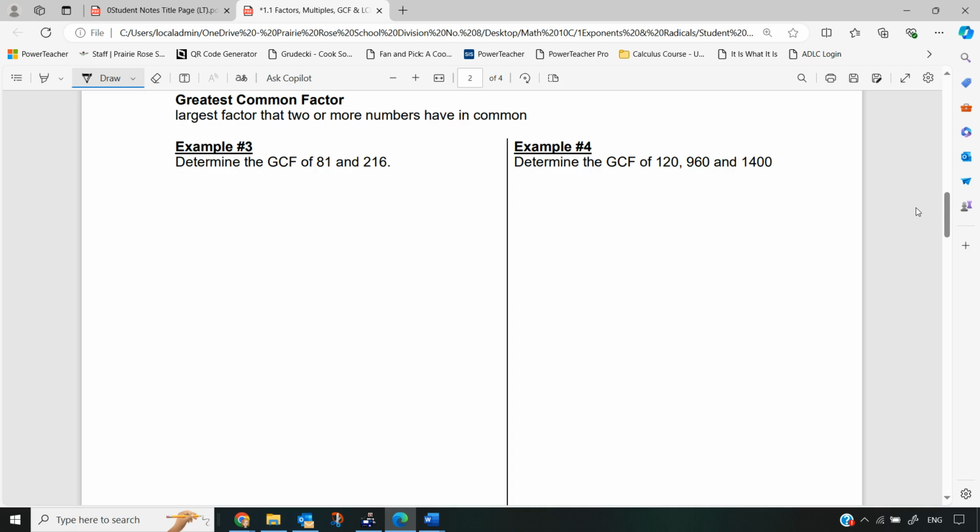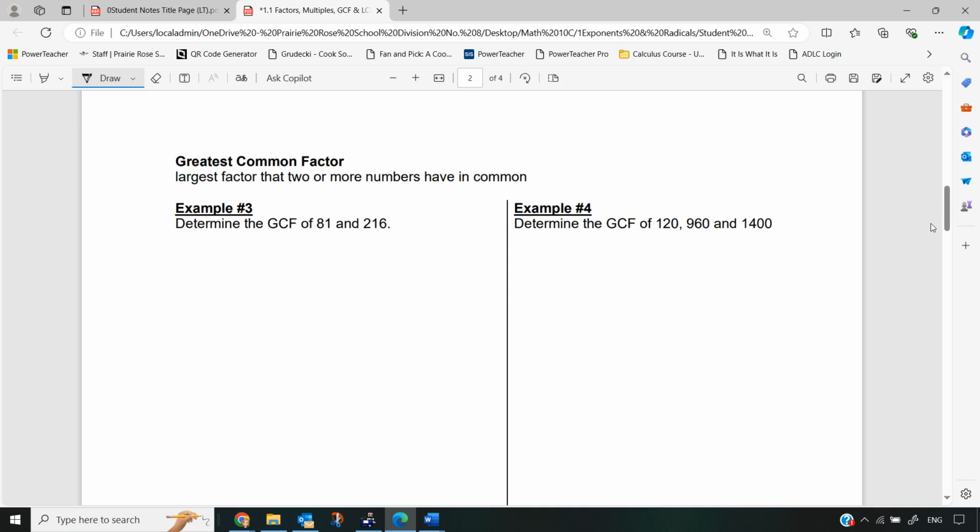If on a question you are specifically asked to use prime factorization to determine GCF or LCM, then you have to use the birthday cake or the factor tree method. All right, so let's take a look at greatest common factor. When we're looking at greatest common factor, we're looking at the largest factor that 2 or more numbers have in common. And so we break down that word there, greatest common factor.